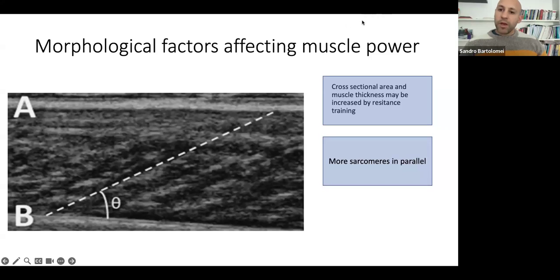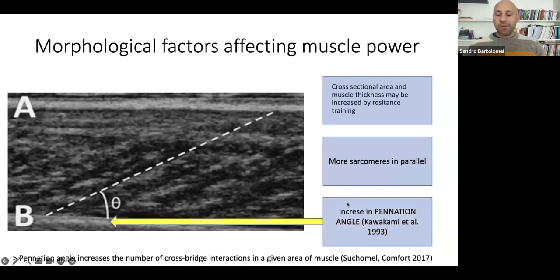And following a period of training that can be long or short, an increase in cross-sectional area, which is usually measured by muscle thickness, may be obtained. Usually it takes at least 4 or 5 weeks to obtain a real improvement in muscle thickness. Why? Because there are more sarcomeres in parallel. So the muscle, after this adaptation, should be able to increase the amount of force.